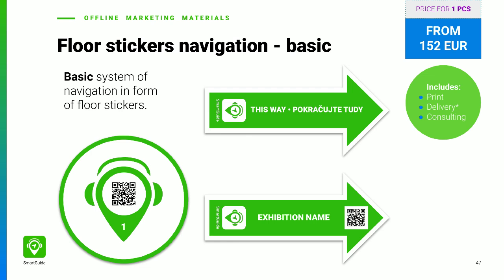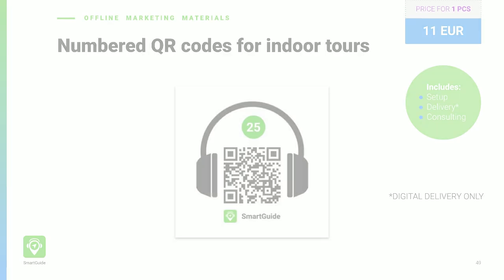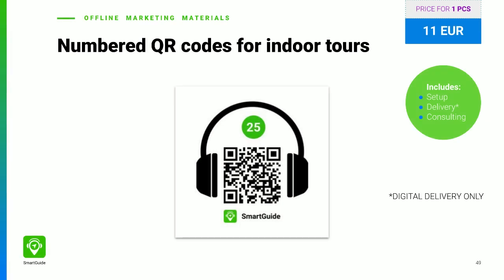For indoor exhibitions, we recommend using our floor sticker navigation system in the form of arrows or QR codes. This is what a basic design can look like. We can also prepare a customized branded design based on your requirements. For example, see how we executed navigation in a pencil shape for an exhibition dedicated to the Czech Pencil Factory. You can also add numbered stickers with QR codes to mark exponents.